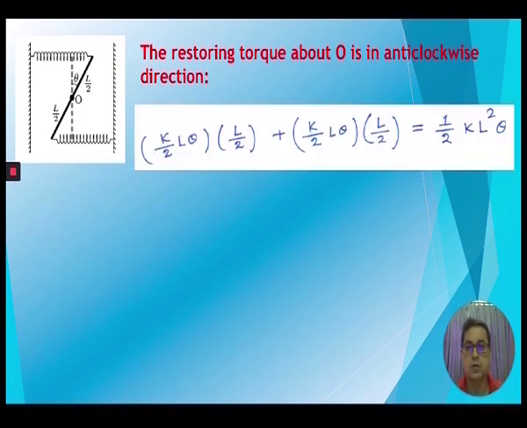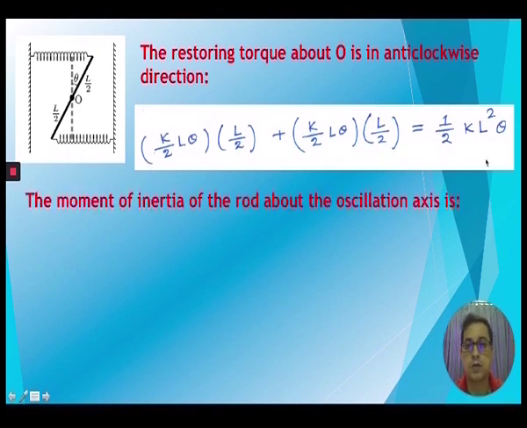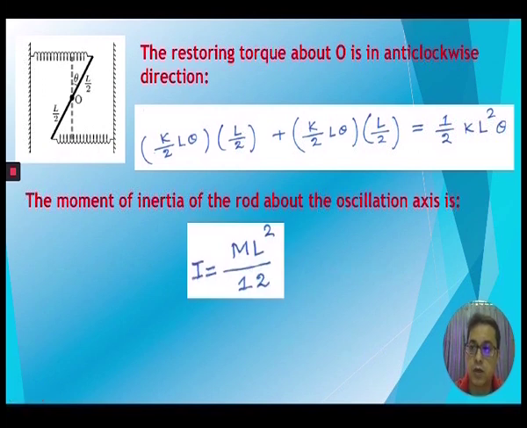So how much would this be? This is for one spring, this is for the other spring. This is the force and this is the distance. It is a simple, trivial thing to work out. The total torque due to both the springs will be half K L square theta. You also know the moment of inertia. The moment of inertia of this rod about the oscillation axis would be simply M L square by 12. I think everybody knows this.